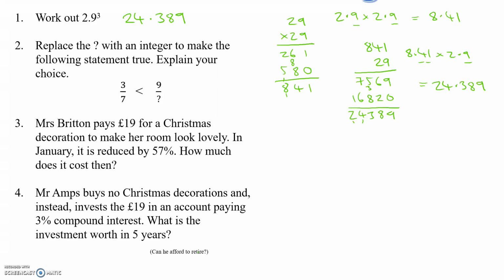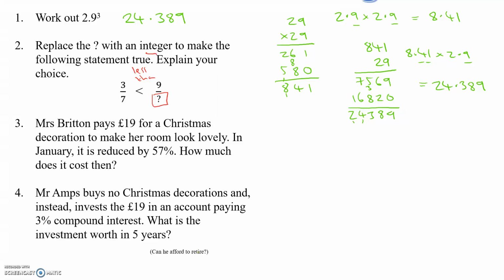And so next, replace the question mark with an integer. So an integer, a whole number, to make the following statement true. And we're going to explain our choice. Okay, so we've got 3/7 is less than, symbol's less than, that's confusing, that looks like an equals, not an underline. 3/7 is less than 9 somethingths. Okay, so what can we do?